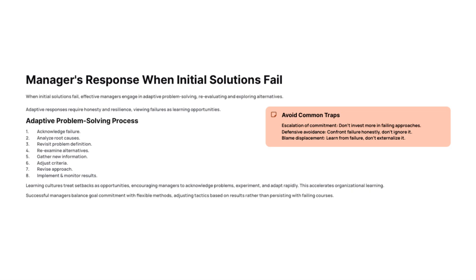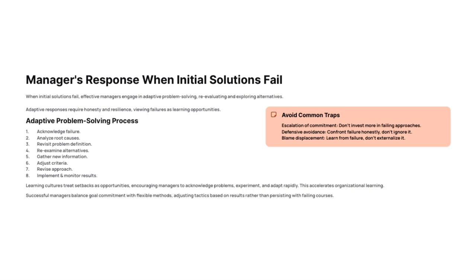Now, let's talk about some common pitfalls to avoid. One is escalation of commitment, which means you shouldn't keep pouring resources into a failing approach just because you've already invested a lot. Instead, recognize when to stop and reevaluate. Another trap is defensive avoidance: honestly confront failure rather than ignoring it or brushing it under the rug. When things go wrong, it's vital to learn from those mistakes instead of blaming external factors or other people.